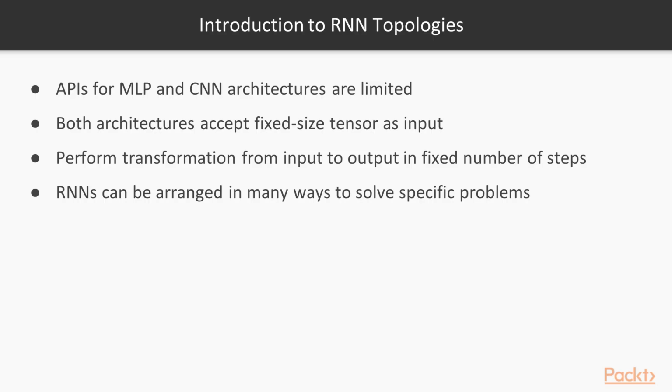Let's move on to RNN topologies. The APIs for MLP and CNN architectures are limited. Both architectures accept a fixed-size tensor as input and produce a fixed-size tensor as output, and they perform the transformation from input to output in a fixed number of steps given by the number of layers in the model. RNNs don't have this limitation. You can have sequences in the input, the output, or both. This means that RNNs can be arranged in many ways to solve specific problems.